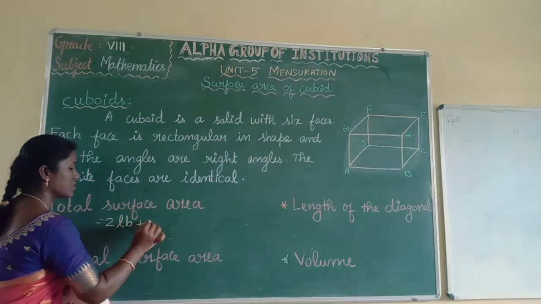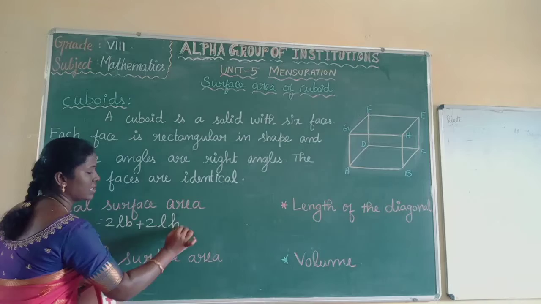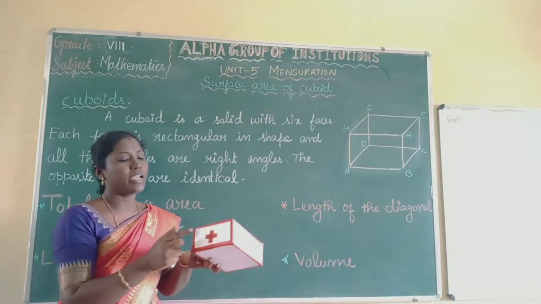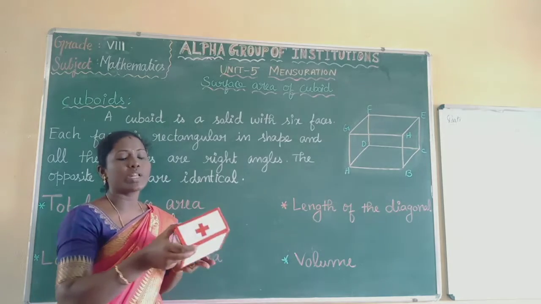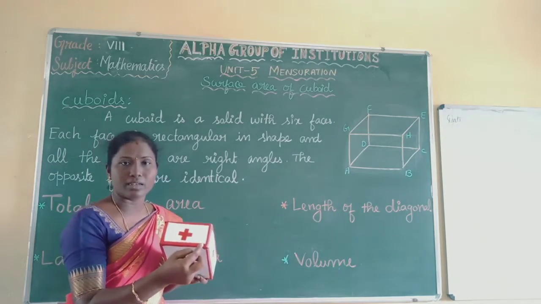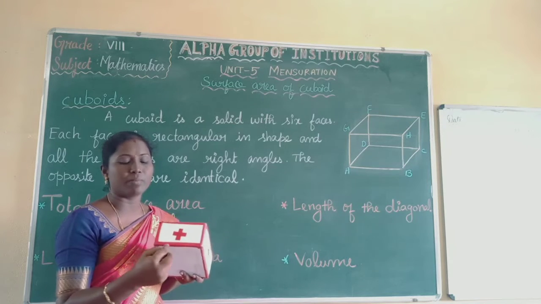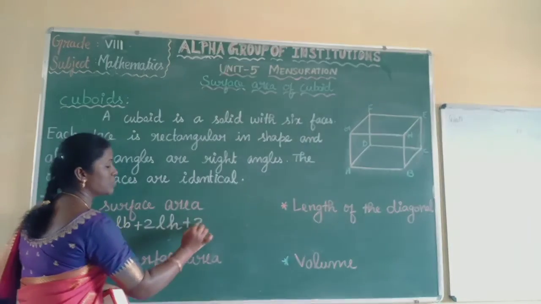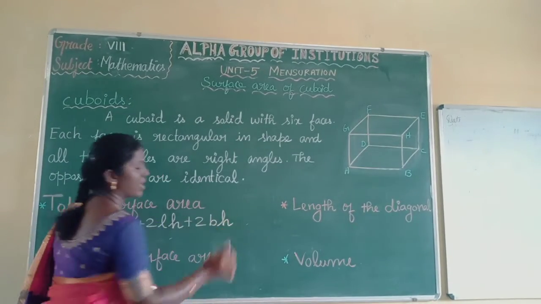So plus 2 into length into height. Now the remaining 2 faces we are having. In these two faces, what are the measures we are having to find the area of this face? We are having the breadth and height. So, two faces are there. So, plus 2 into breadth into height.